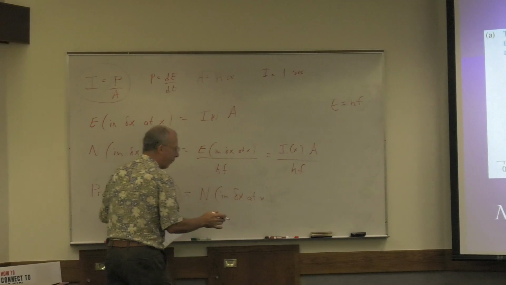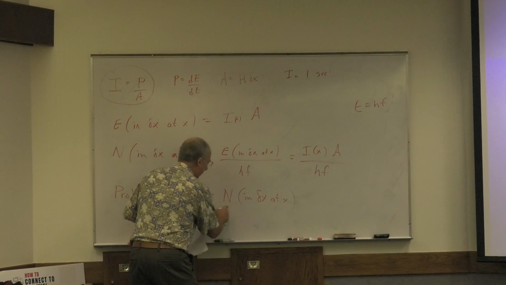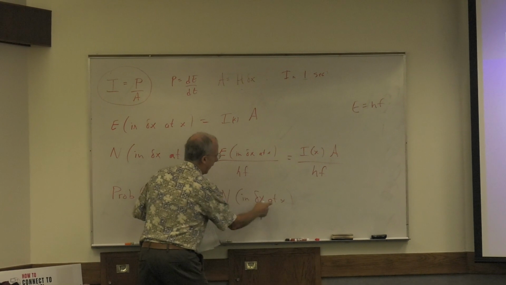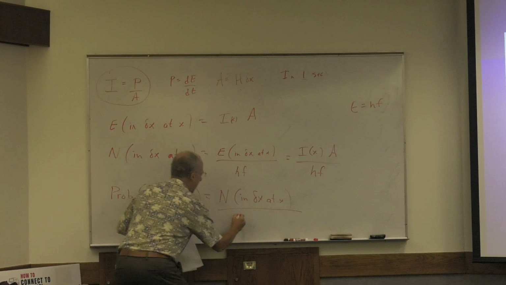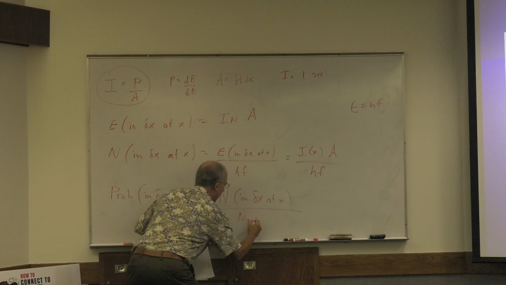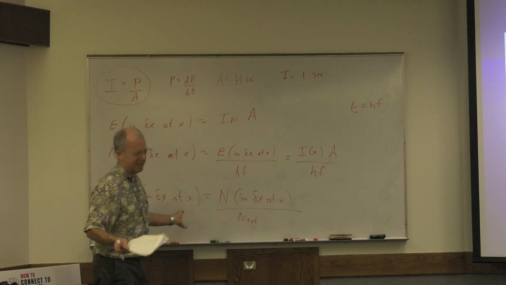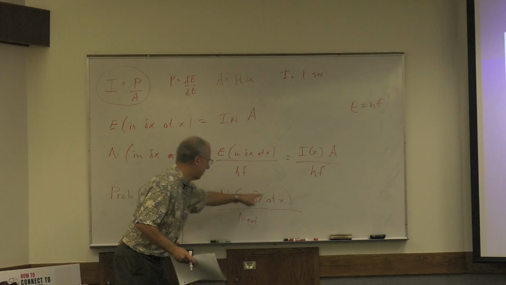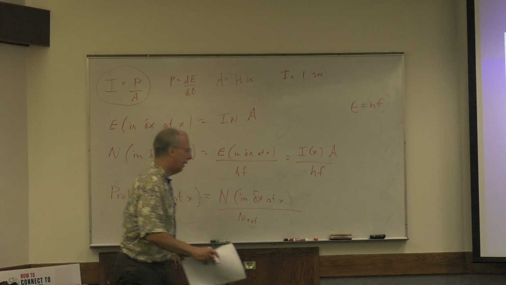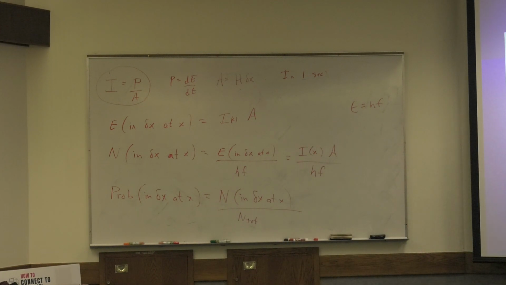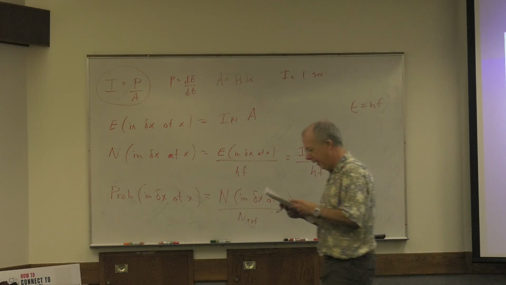Now you got to be careful, right? This is the expected value in delta x at x. But if I just write n, you might want to cancel, and that doesn't make any sense, because this is connected with this. So I'll just write this n as n total. Keep it nice.